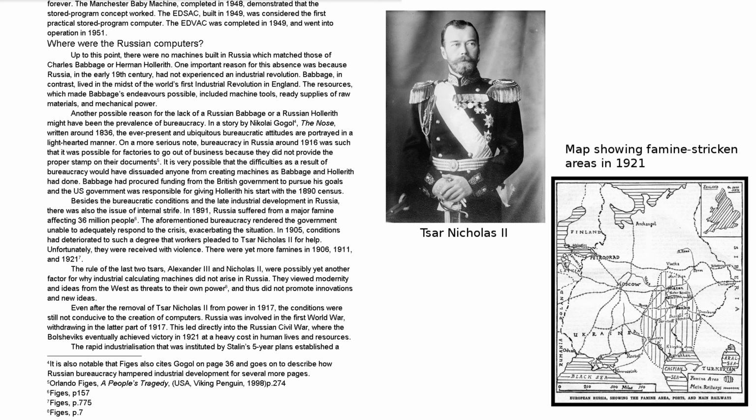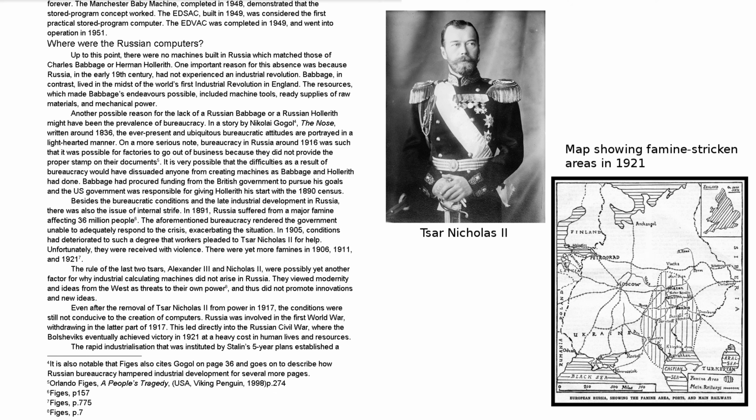Babbage had procured funding from the British government to pursue his goals, and the U.S. government was responsible for giving Hollerith his start with the 1890 census. Besides the bureaucratic conditions and the late industrial development in Russia, there was also the issue of internal strife. In 1891, Russia suffered from a major famine affecting 36 million people.